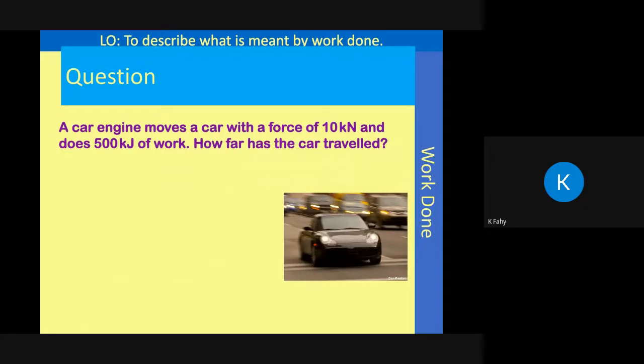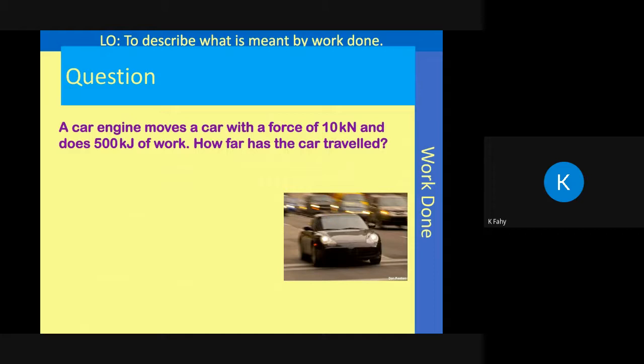So a car engine moves a car with a force of 10 kilonewtons, and it does 500 kilojoules of work. How far has the car traveled? So we need to be really careful here. We'll walk through this one together. They've given me newtons and joules, but they've got the K in front of them for kilo. And what did we say kilo means?